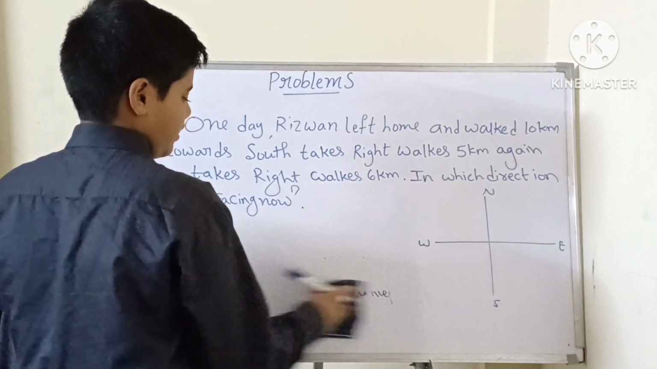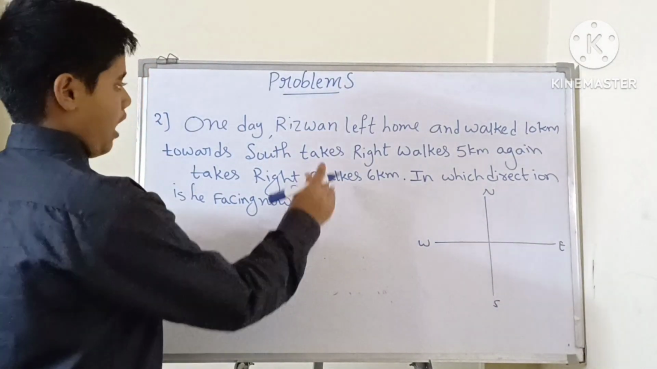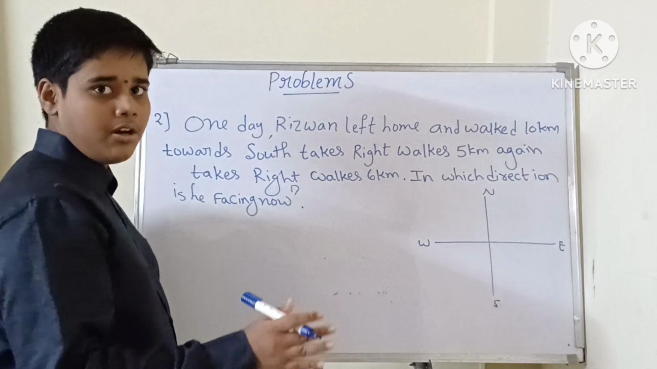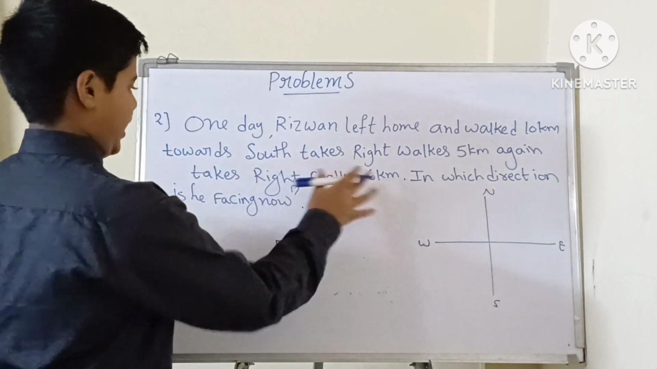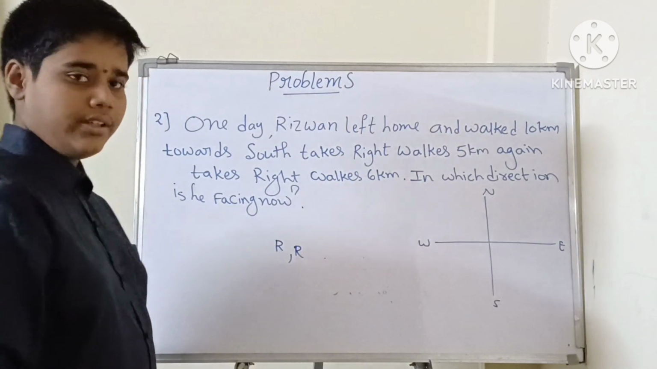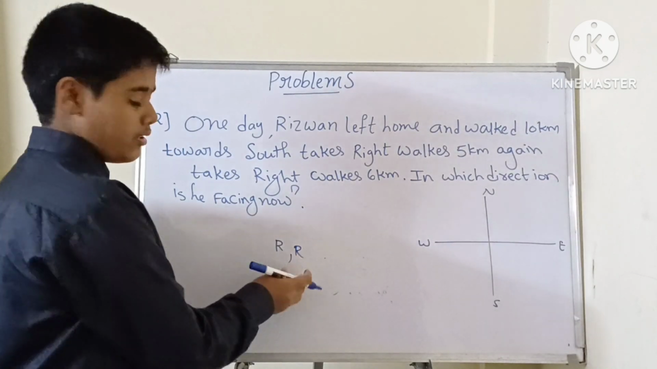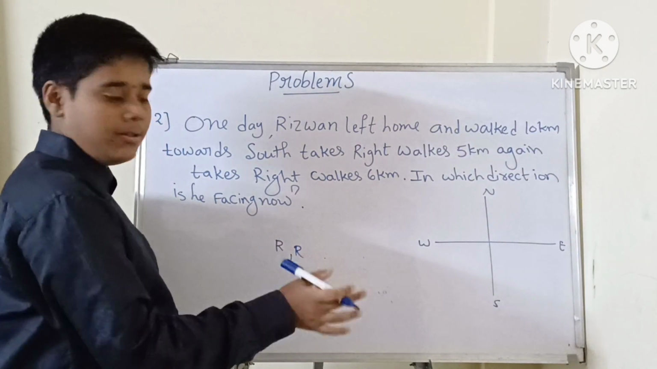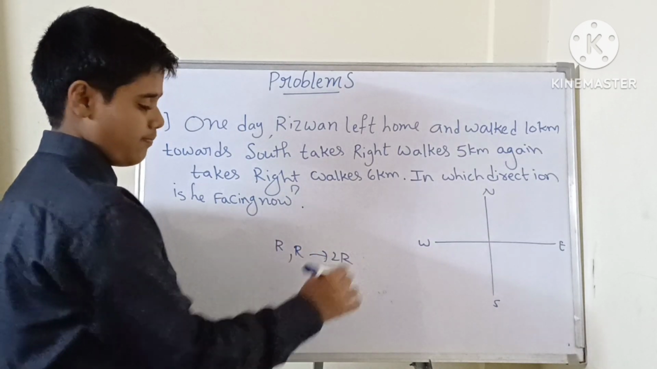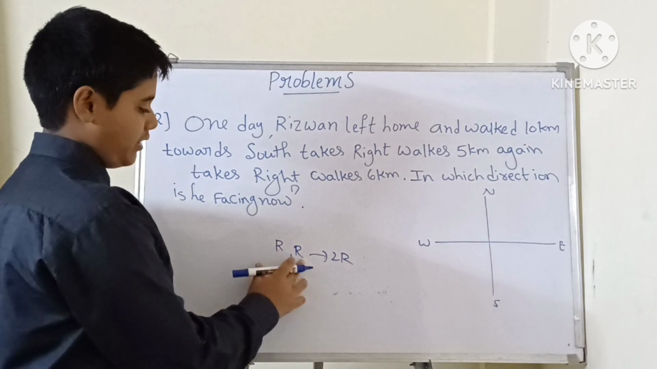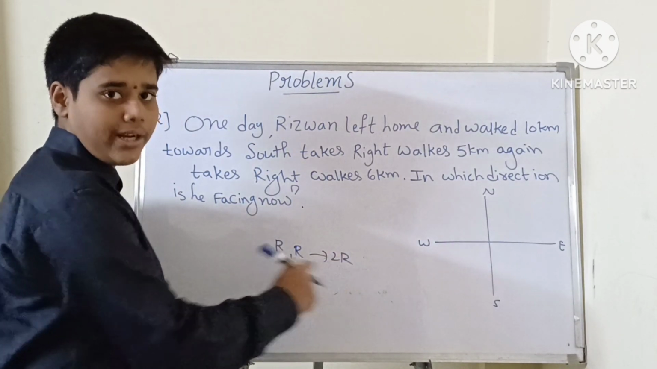So in this question, first we have to write how many rights or lefts he has taken. If you see here, first right and second also right. So he took 2 rights. Which means when the directions are the same, we have to add. So here 2 rights are there.